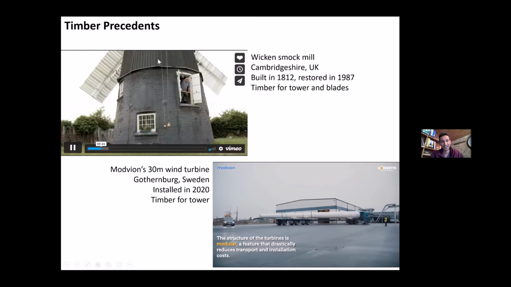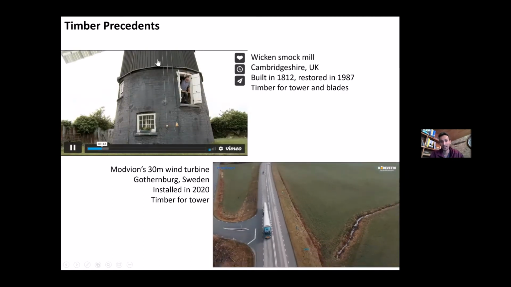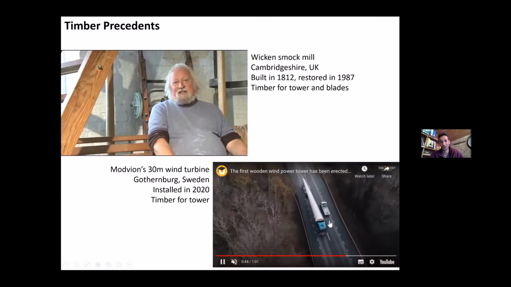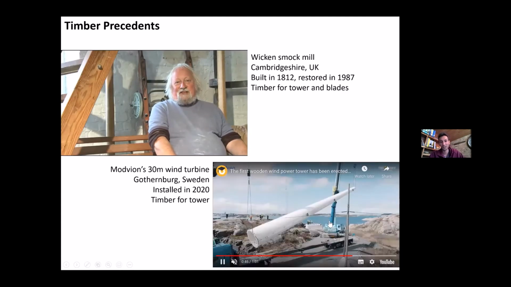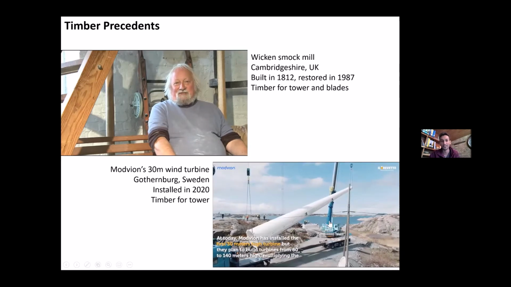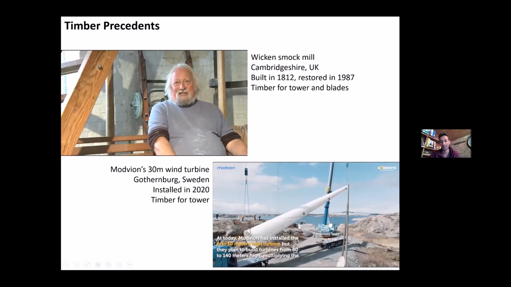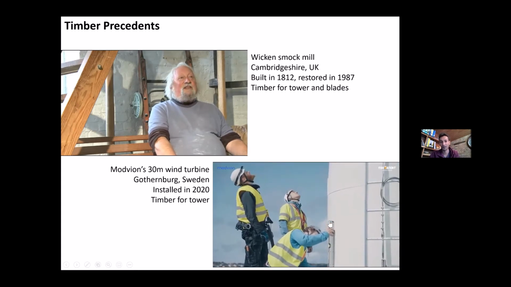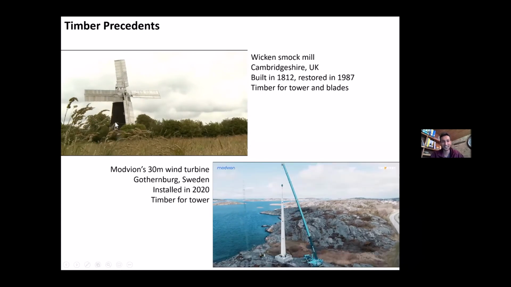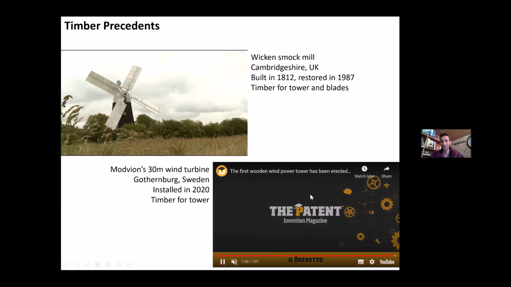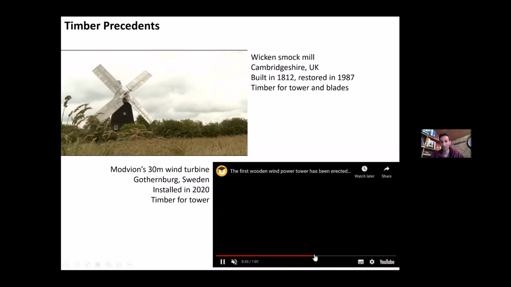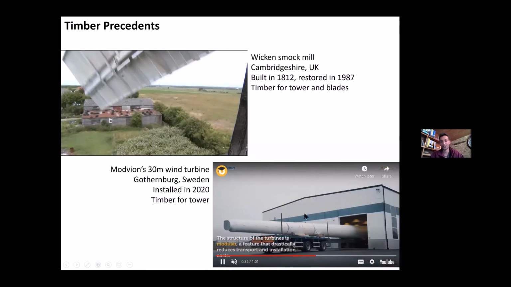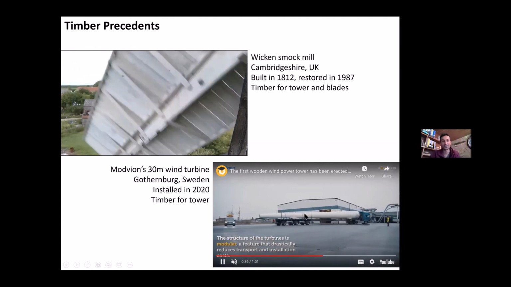In this case, the towers were typically made from timber and the blades were also made from wood. Here at the bottom right, you see Modvion, who very recently in Sweden, and I think they've just been bought over by Vestas, have produced a 30-meter prototype tower made from timber. Quite different timbers. In this case, we have traditional sawn timber. Over here, Modvion is using glue laminated timber in a modular fashion and erecting it to quite large spans.